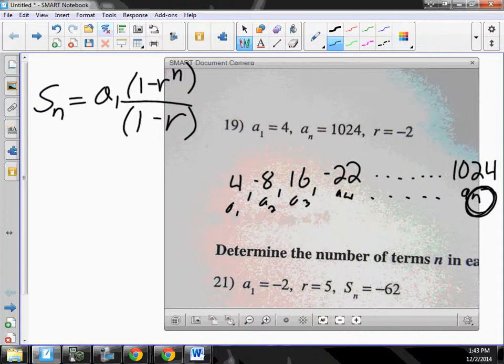This one's not going to turn into a quadratic. So those quadratics we had yesterday, they don't happen today.